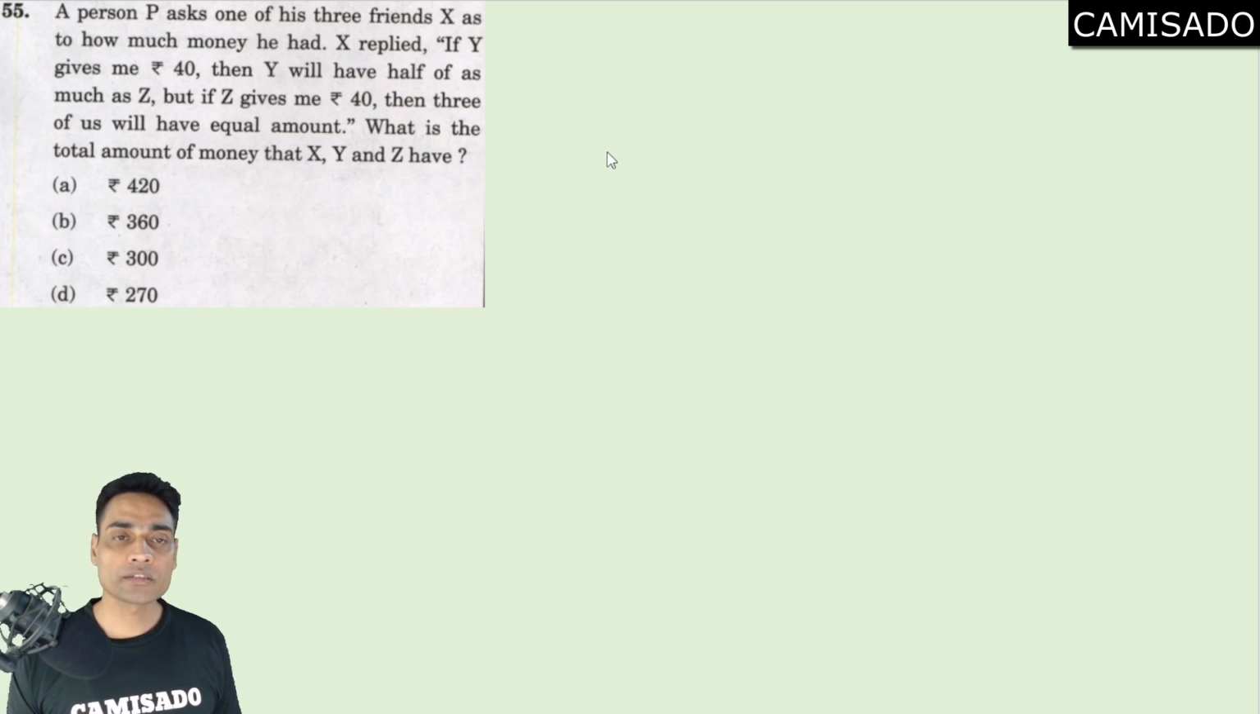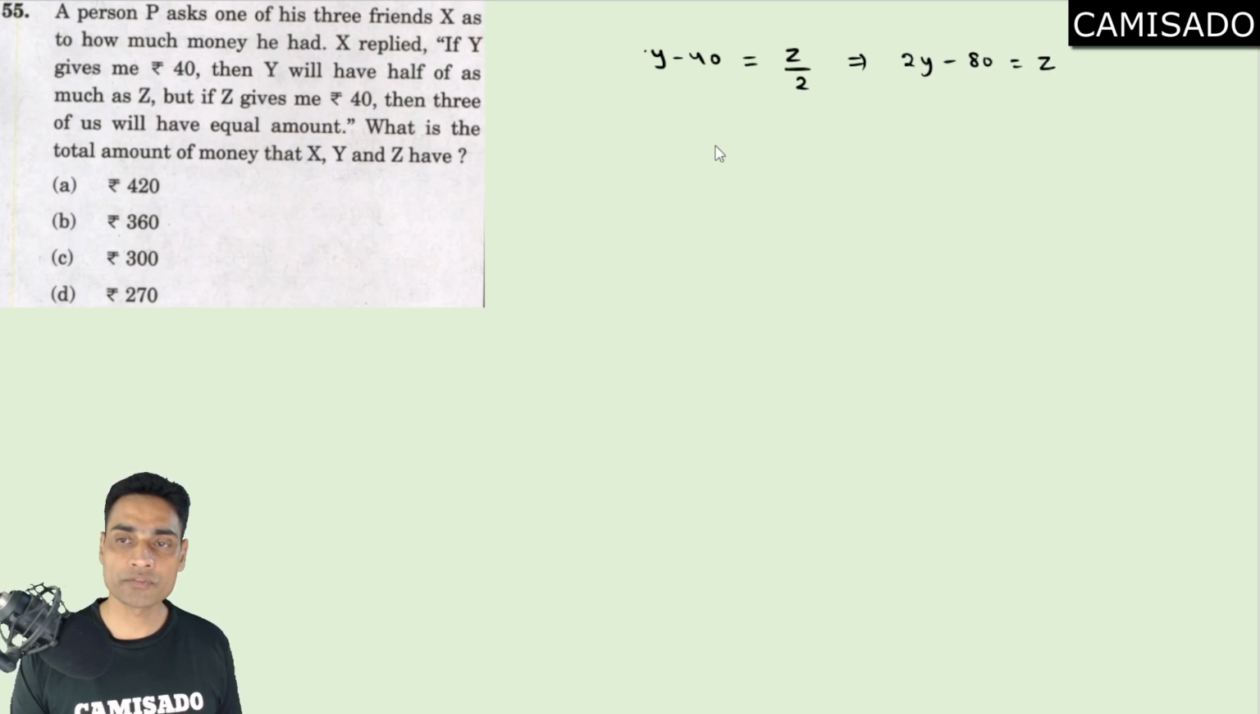A person P asks one of his 3 friends X as to how much money he had. X replied, if Y gives me 40, then Y will have half as much as Z. So if we subtract 40 from Y, you will get it equal to Z by 2, or you can say 2Y minus 80 equals Z. This is the first thing.